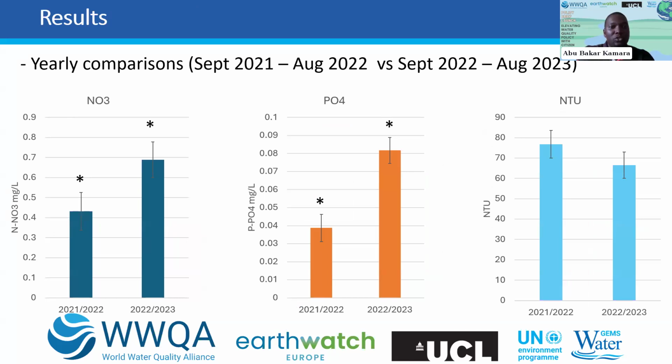Again, a comparison was done from September 2021 to August 2023. We realized that for nitrate, phosphate, and turbidity as well, there is a change. Like from 2021 to 2022, when compared to 2023, the 2022 is a bit lower than the 2023. The same thing for phosphate. Unlike turbidity, the turbidity reduces from 2021 to 2023. Next slide, please.